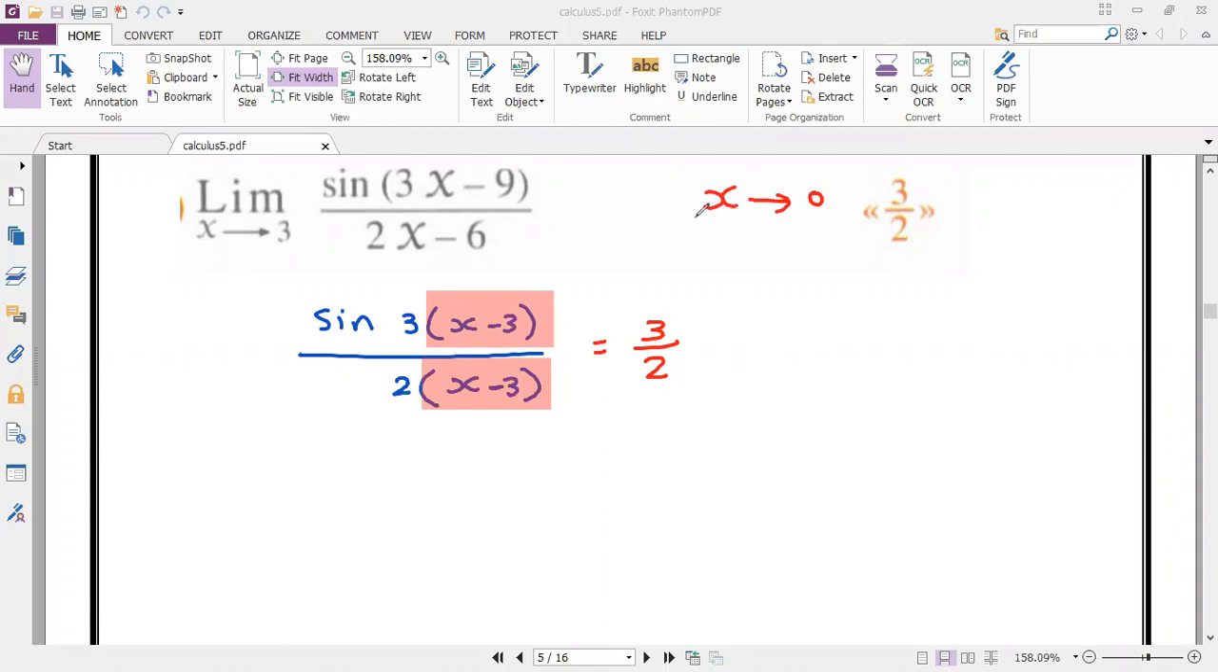Because the variable here is not x, it's x minus 3. So x minus 3 approaches 0, that means x approaches 3. That's it. Let's go to the next example.